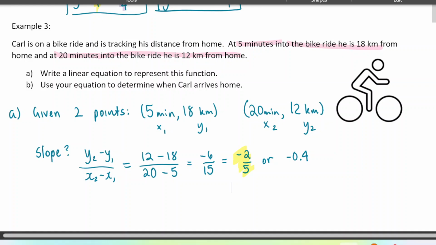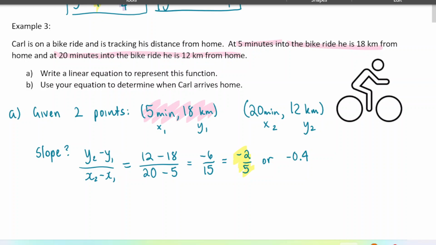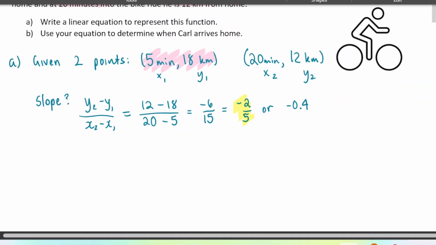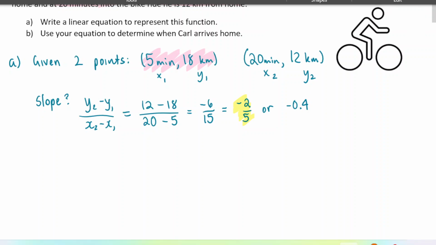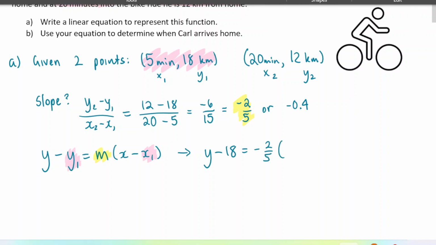Okay, so there's my slope, and I can use either one of these points. I'll just choose this one, and now I'm going to write my equation. It doesn't tell us what variables to use here, so I'll just stick with x and y, but you could also do d and t for distance and time. It's up to you, but we would write it in this format: y minus y1 equals m times x minus x1, and we have our point. We could use either point here. The equations are equivalent, but I'm just using the first one. So here we'd have y minus 18 equals negative 2 over 5. And you could do the decimal one as well. It doesn't matter. x minus 5. So there's my equation. Okay.